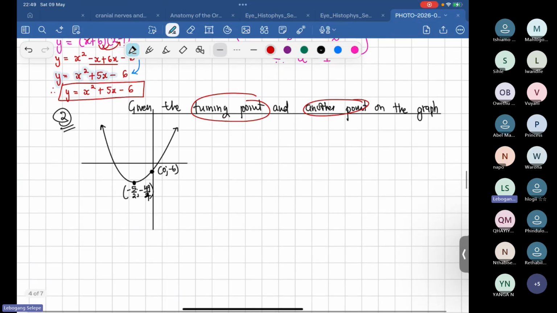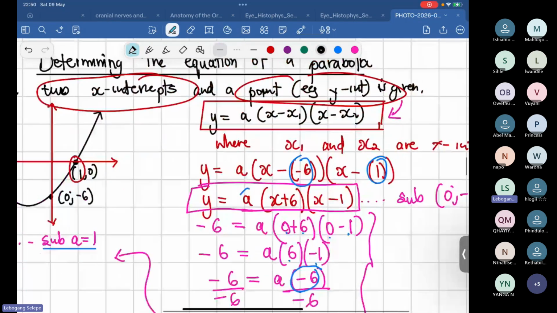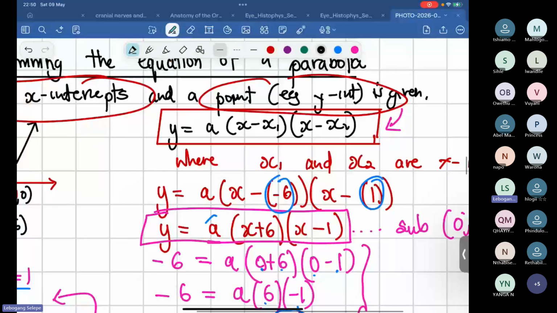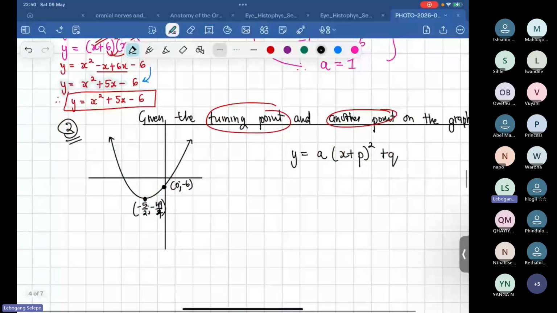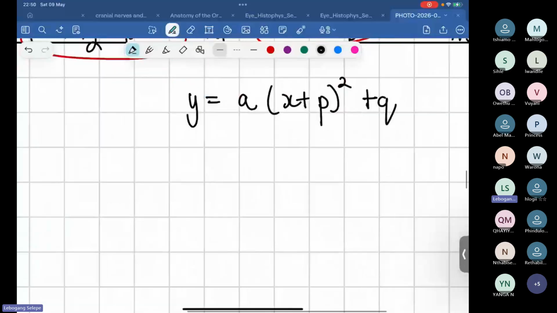For this one, we will most likely have to use y = a(x + p)² + q. Why am I using that? It's because that one allows me to substitute the coordinates of the turning point. The other form allows me to substitute the x-intercepts, so it's a good one when you have the x-intercepts. This one is what you most likely will use for the turning point.